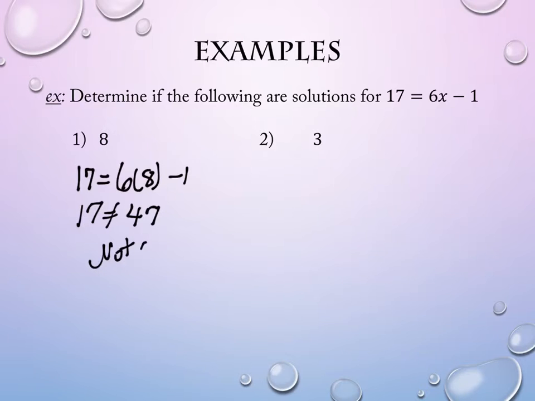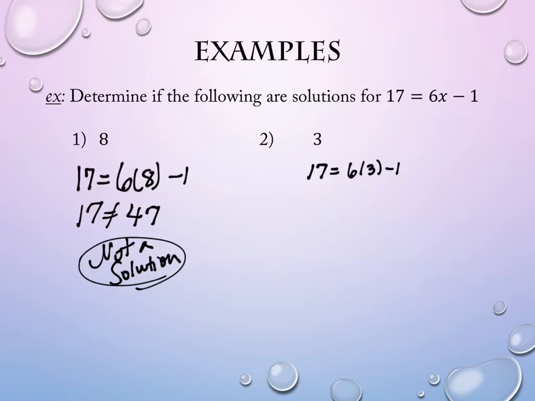I'll write it out. And we'll do the same thing for the number 3. 17 equals 6 times 3 minus 1. 6 times 3 is 18, and 18 minus 1 is 17. So this one works. So this one is a solution.